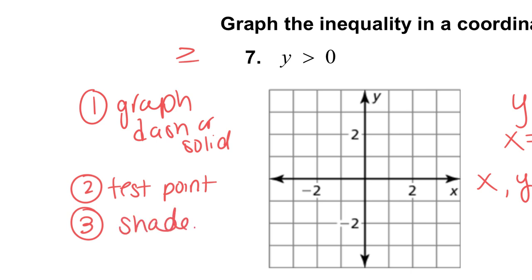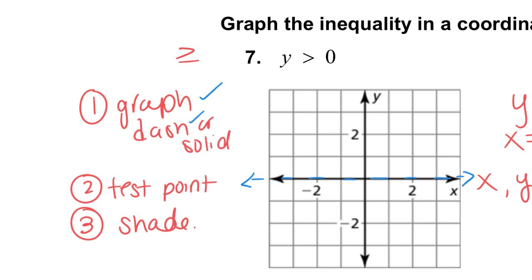So here we have y is greater than 0. I already know that y is going to be a horizontal line because I do not see any x. So I'm going to have a horizontal line across the x-axis because it's going to be 0. Now I graphed it. I know that it's a dash.